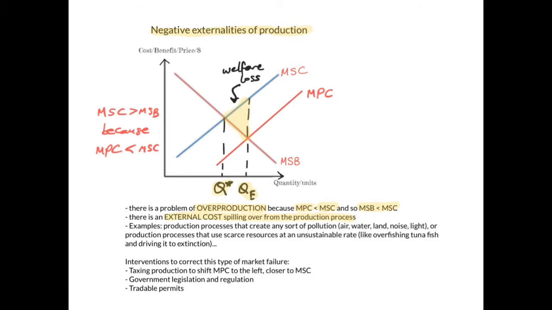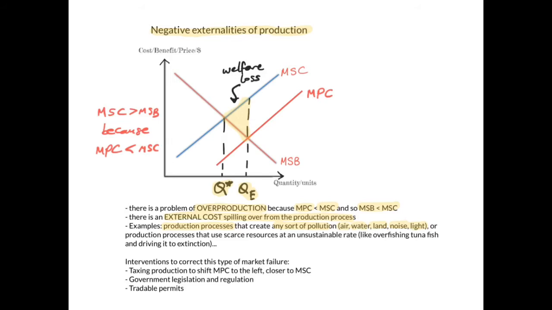At this equilibrium quantity, you can see the marginal social cost is higher than the marginal social benefit. So there is a welfare loss, which is this shaded yellow triangle. Examples of negative externalities of production are production processes that create any sort of pollution: air pollution, water pollution, land pollution, dumping waste on land, littering, noise pollution, creating noise in a quiet residential neighborhood, light pollution, again creating excessive light in a quiet residential neighborhood.